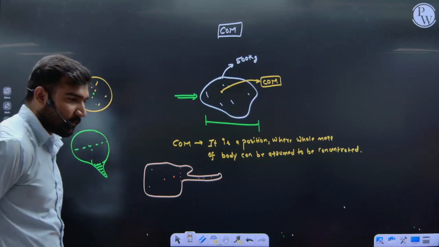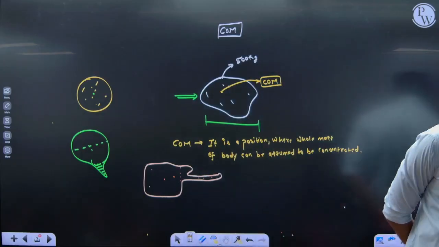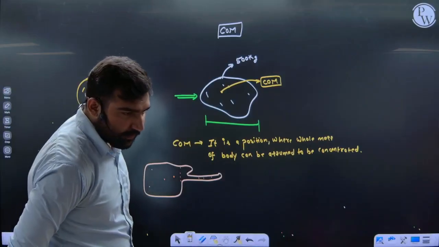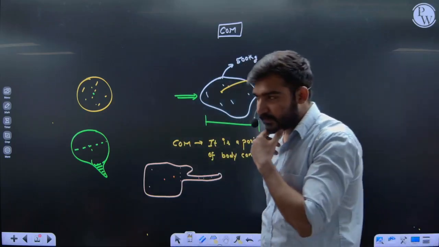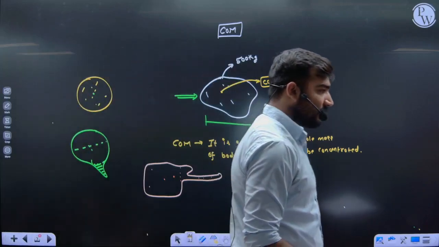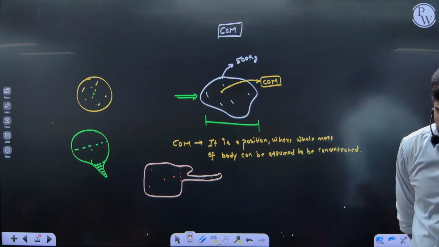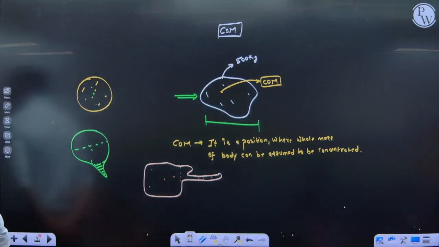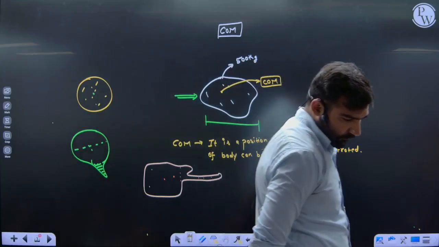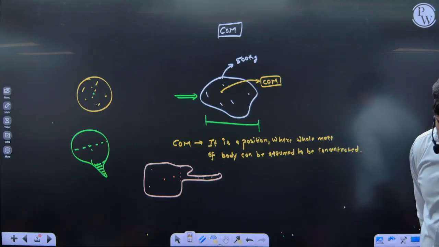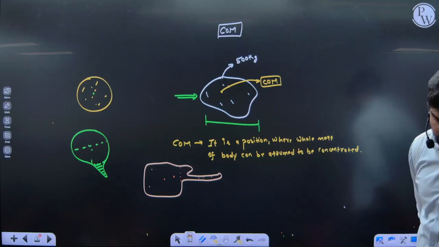Next line. It is a point at which the entire mass of a large body can be assumed to be concentrated, and if an external force is applied on it, it will have the same translational motion as that the large body has.